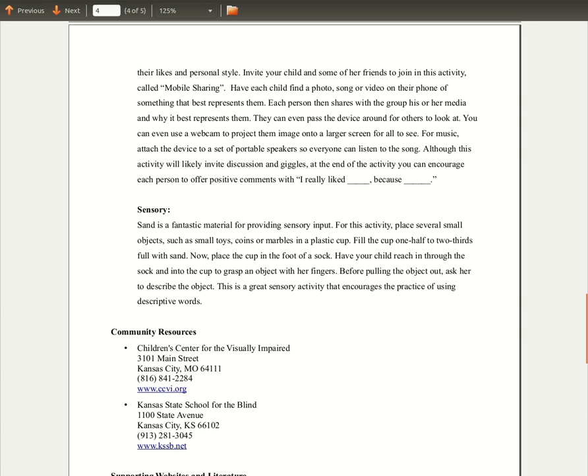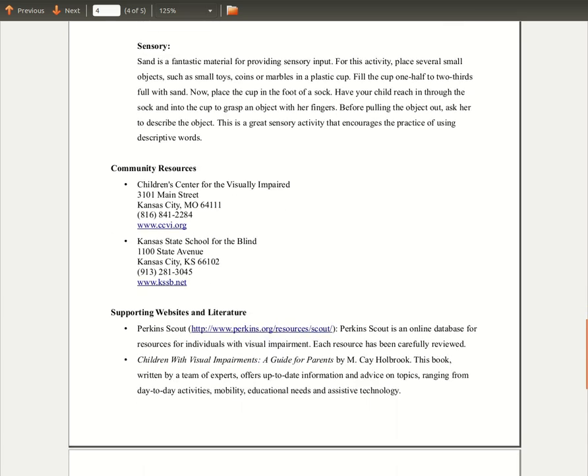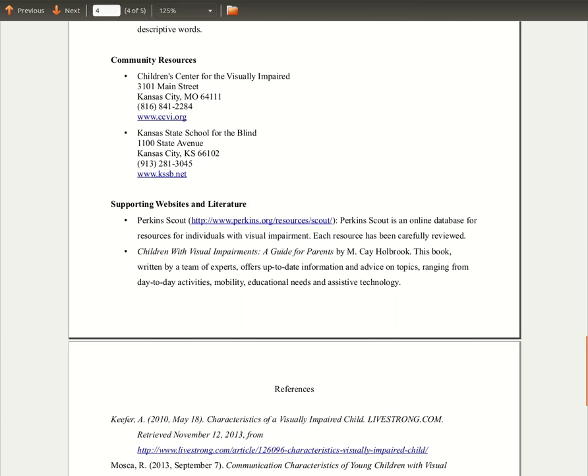Next up is community resources. In my area, in the Leavenworth County area, there is the Children's Center for the Visually Impaired in Kansas City, Missouri, and they offer a lot of resources for families with individuals with visual impairments, and the Kansas State School for the Blind in Kansas City, Kansas also offers a lot of resources. Online, you can check out Perkins Scout. It's an online database for resources with individuals with visual impairment. Each of the resources has been vetted, meaning it's been carefully reviewed.